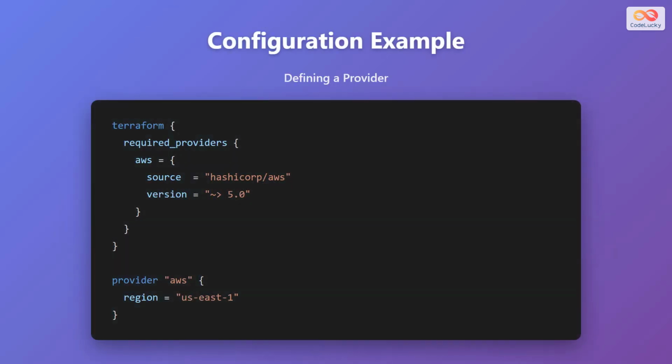Let's look at a practical example. Every Terraform configuration starts by defining providers. In the Terraform block, you specify required providers. Here we're using the AWS provider from HashiCorp with version ~> 5.0. The tilde greater than symbol means Terraform will use any 5.x version. Then in the provider block, we configure the AWS provider with specific settings, such as which region to deploy resources in. In this case, we're using us-east-1. This setup tells Terraform which cloud platform to work with and how to authenticate.